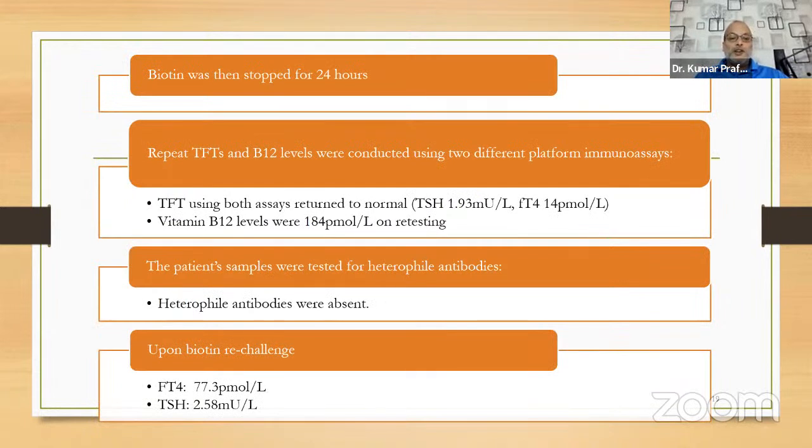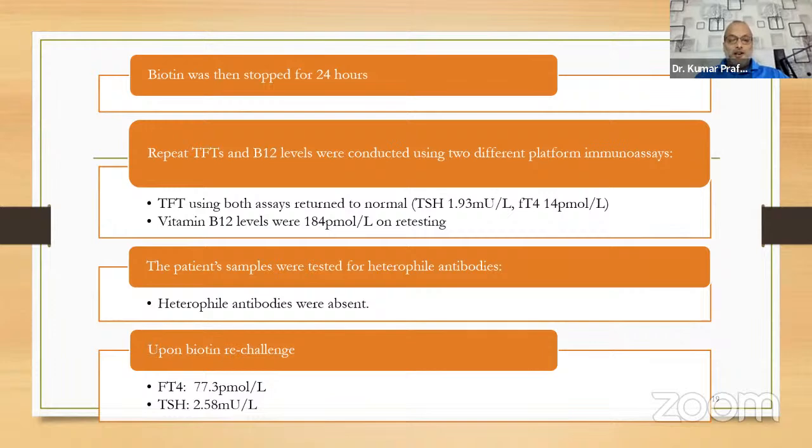So in this patient, biotin was stopped for 24 hours. Repeat thyroid function test and vitamin B12 were conducted with two different platform assays. They were found to be normal. The patient sample was tested for heterophil antibodies. Heterophil antibodies were also negative.